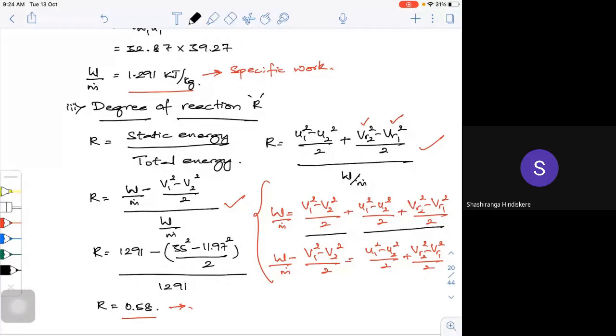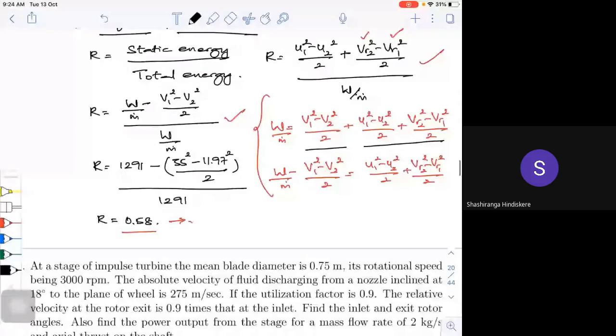If there are no doubts, we'll move to the next problem. Okay. Let's move to the next problem.